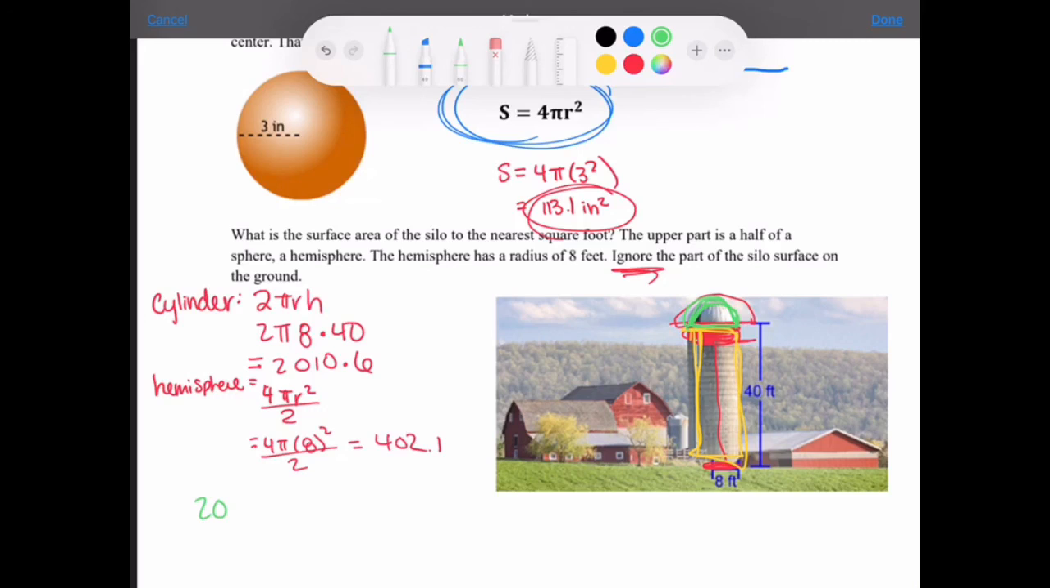So 2010.6 plus 402.1 gives us 2,412.7 feet squared. And that's it.